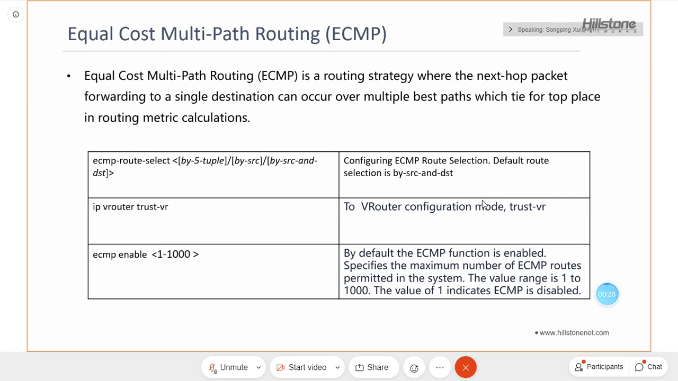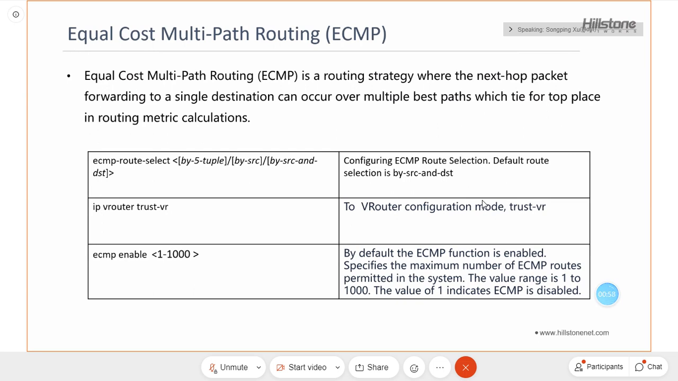This is the protocol strategy where the next hop packet forwarding to a single destination can occur over multiple paths in the routing metric calculations. So this is the one that we support to achieve link load balancing.